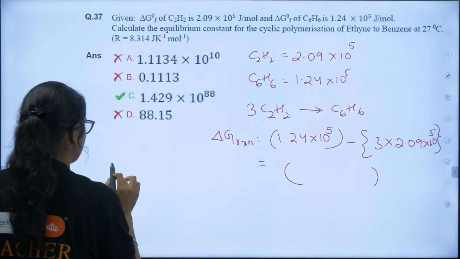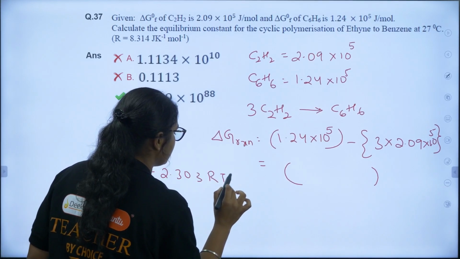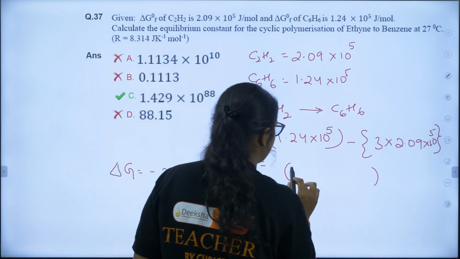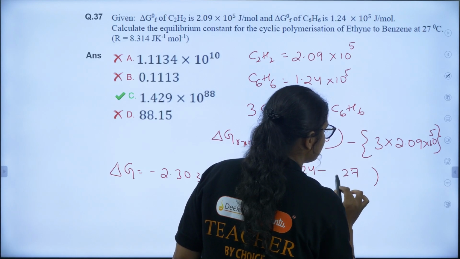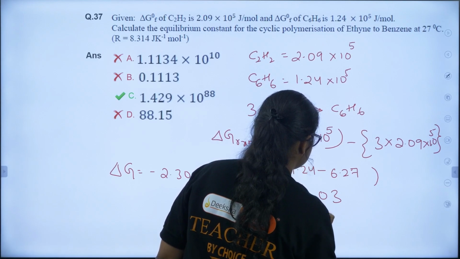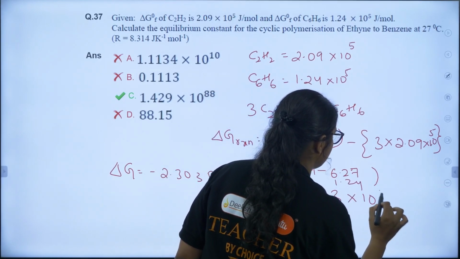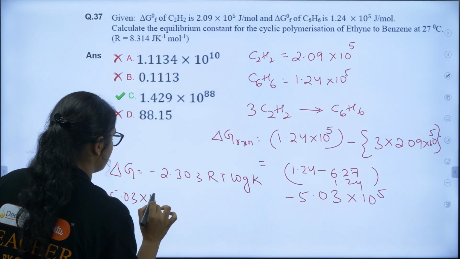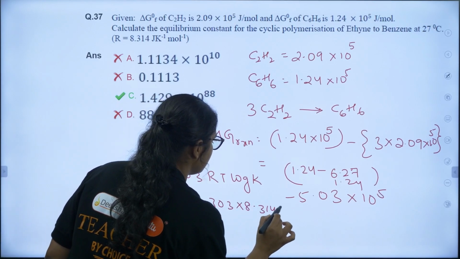Now what we have to do is calculate delta G of the reaction, which is equal to minus 2.303 RT log K, right? Now what value will we get? If you just calculate here, 1.24 minus, 3 nines are 27, 2, 6, so we'll be getting 5.03. I'll just subtract here 1.24. So we'll get minus 5.03 into 10 to the power of 5 is equal to minus 2.303 into R into T.